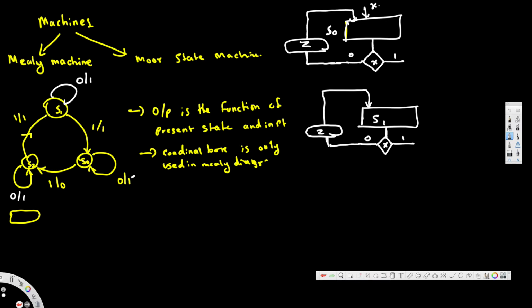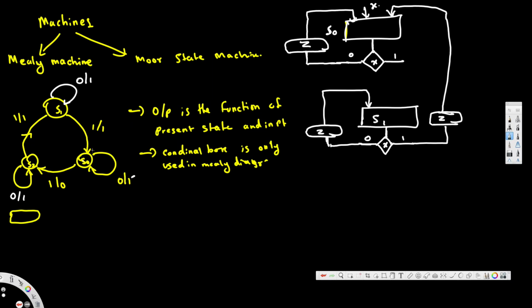Then if S1's input is 1, then the output is also 1. So input is 1 and output is also 1, meaning we have to have again a conditional box and Z inside, and it goes to S0. S0 is here. Okay, it's connected like this. Now we have S0. Now let's see what happens to the S0 if we have 1 on X.